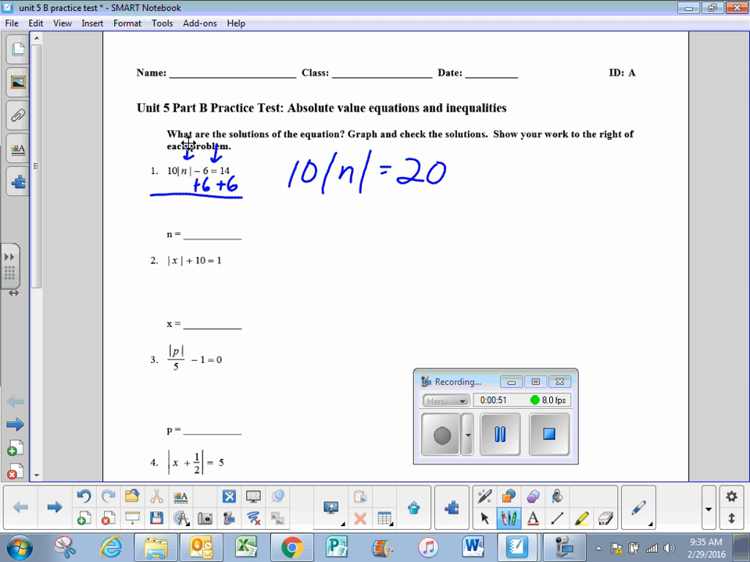So first we added 6 to both sides. Grayson's going to be quiet, pay attention. Then we divided by 2, and we got the absolute value of n equals 2.